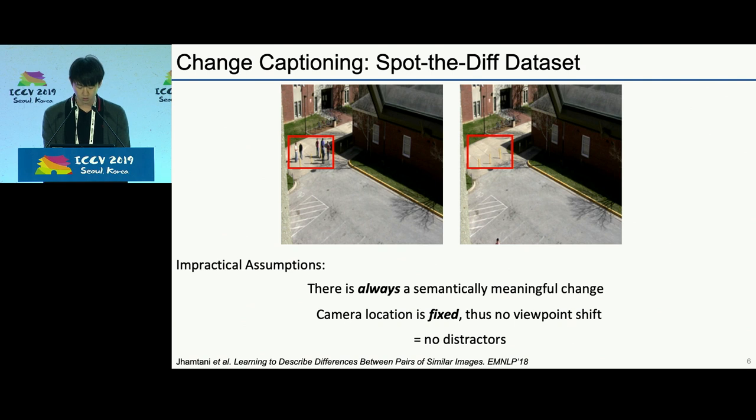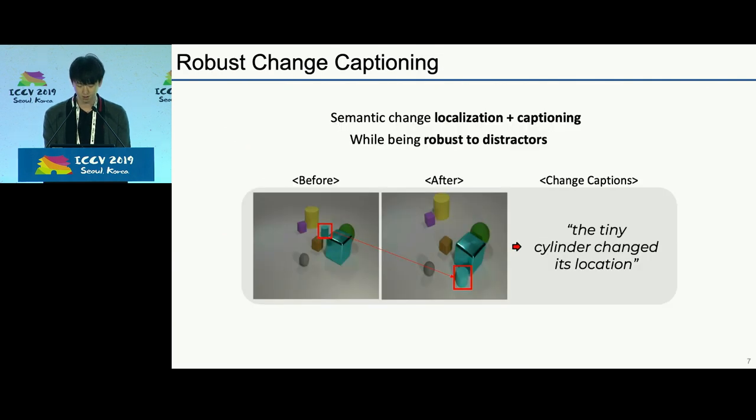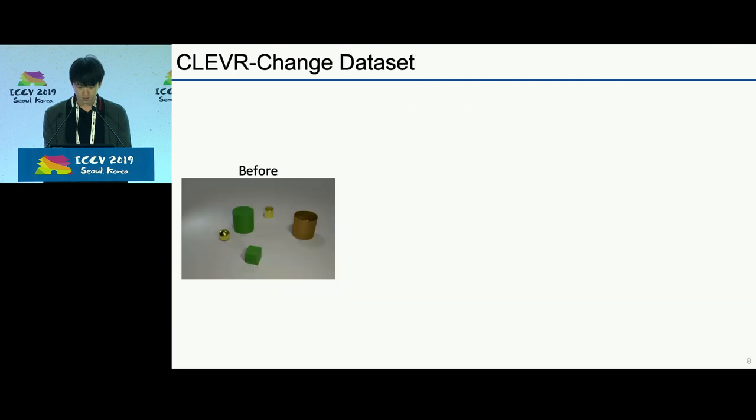We therefore propose a new task called Robust Change Captioning, where we combine the task of change localization and captioning, while also trying to be robust to distractors. We created a synthetic diagnostic dataset called Clever Change.